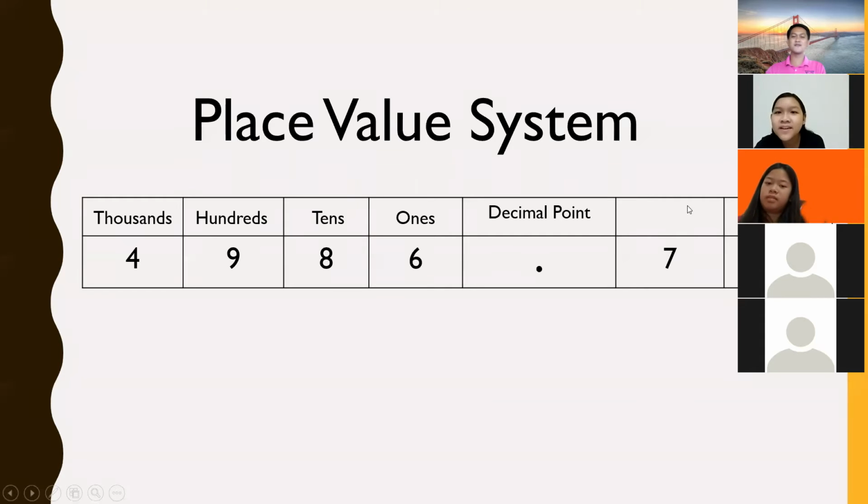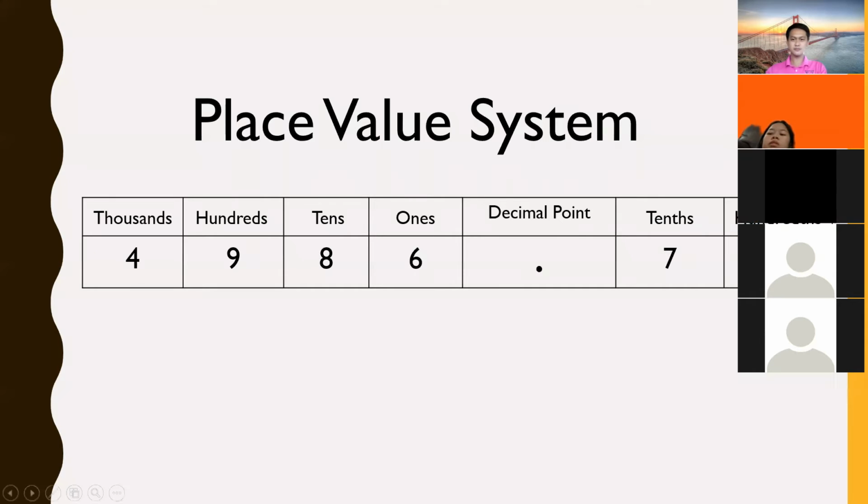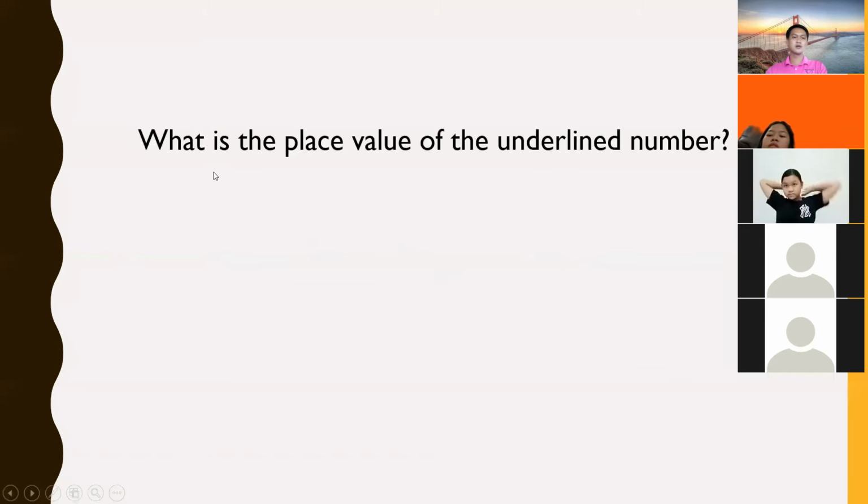Okay. The next place value on the right of the decimal point is called tenths, with th. We add th. So after tenths, we have hundredths, and so on. After the ones, we have tens, hundreds, thousands, 10,000s, 100,000s, and so on. So let's try. What is the place value of the underlined number?